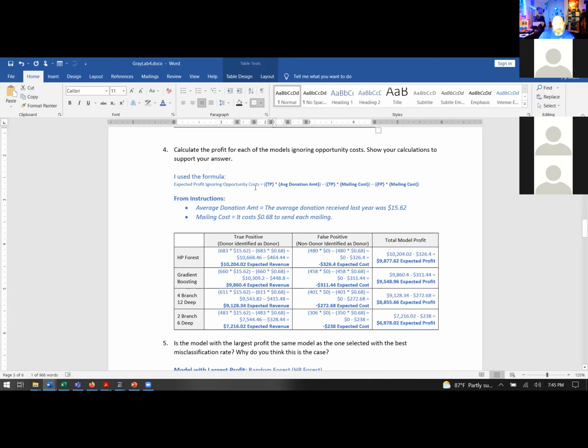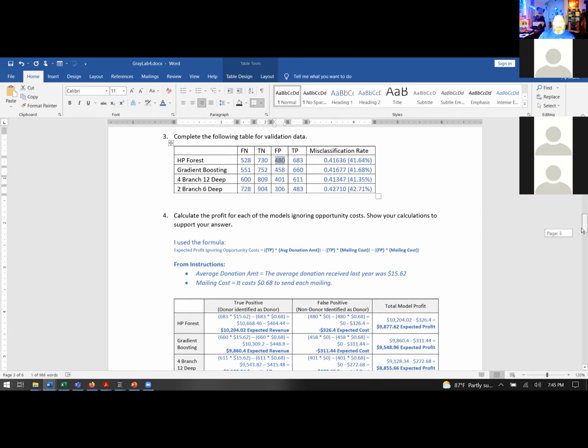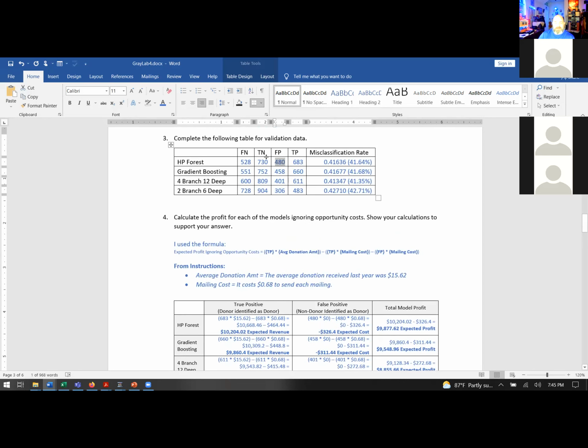I'm not sure exactly what she meant with the ignoring opportunity costs, to be honest with you. Well, ignore opportunity cost, I think it means money that you could have made, and in that case, I think they're talking about the false negatives because they could have been potential donors. There's a difference between opportunity cost and sunk cost.